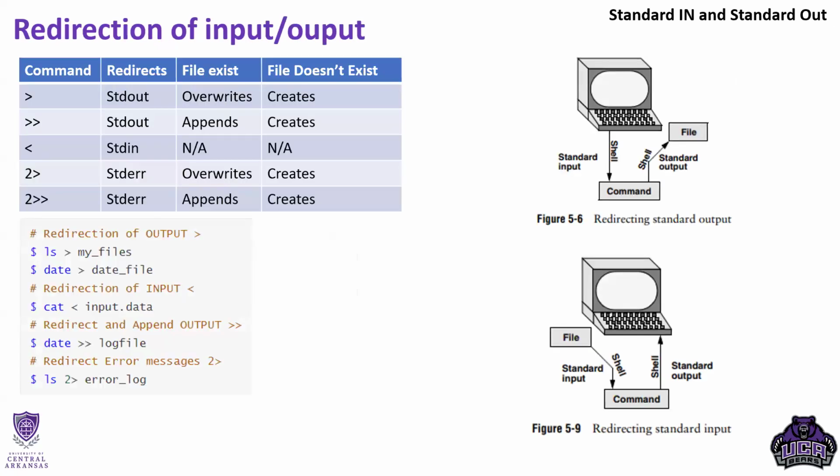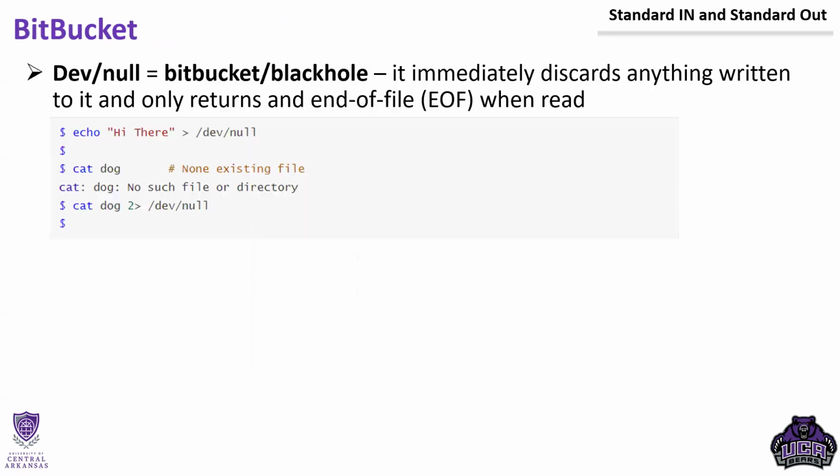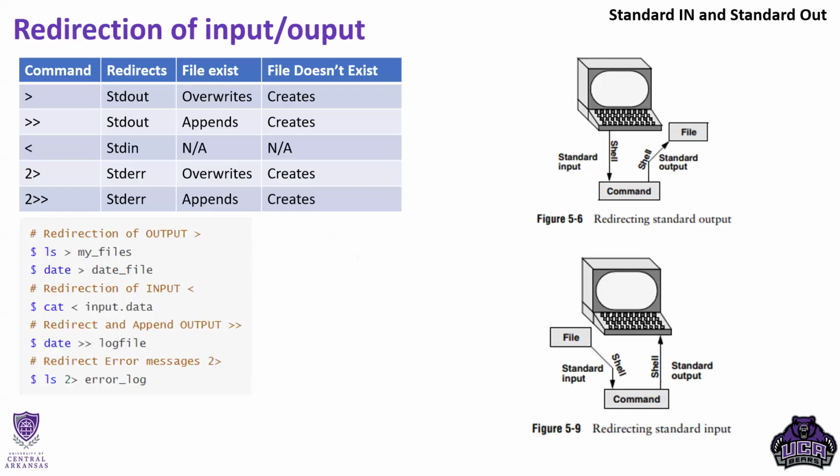All right, so redirecting. We've seen these two so far right here, and that is the right arrow. Both of those are standard out, but with the single arrow, if the file exists, it'll just overwrite the contents of that file. If it doesn't exist, it's going to create it. Versus the double arrow is append. So if the file does exist, then it's just going to add to that file. And if it doesn't exist, it's just going to create it.